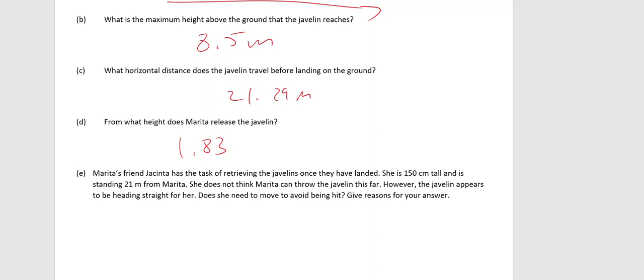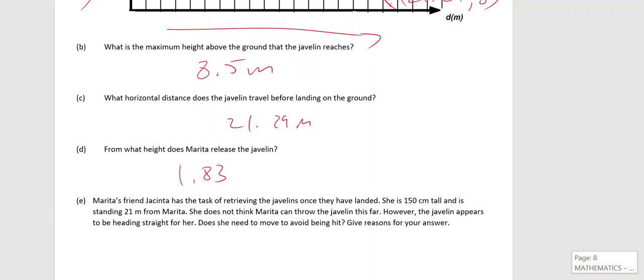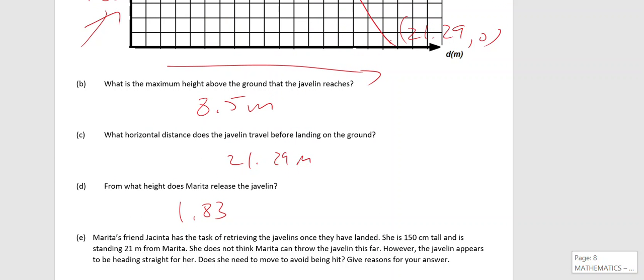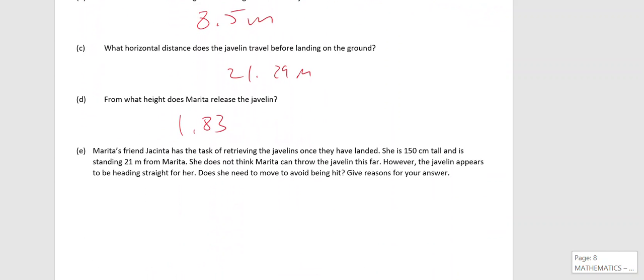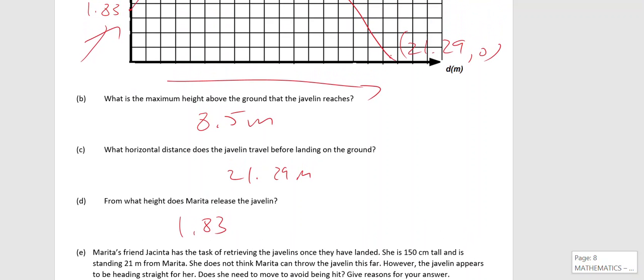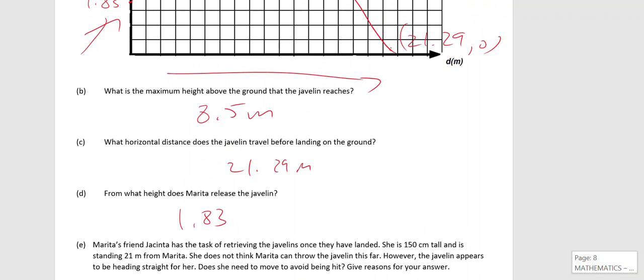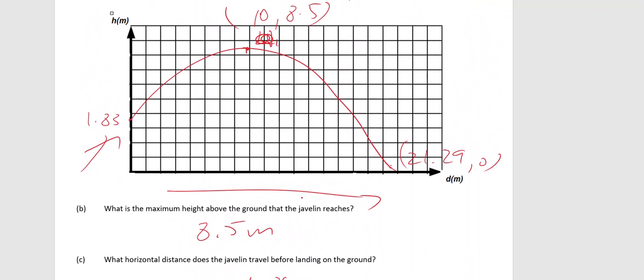Okay, Marita's friend has the task of retrieving the javelin once landed. She's 150 centimeters tall and is standing 21 meters away from Marita. She does not think Marita can throw the javelin this far, however, the javelin appears to be heading straight for her. Does she need to move to avoid this? Give reasons for your answer. So, the only way to figure out whether she can avoid the javelin is to work out the height at 21 meters. So if we calculate the height at 21 meters, let's see if it's above or below 150.